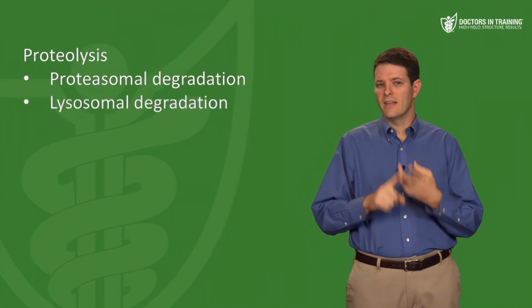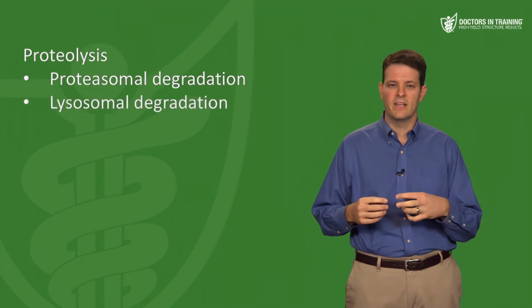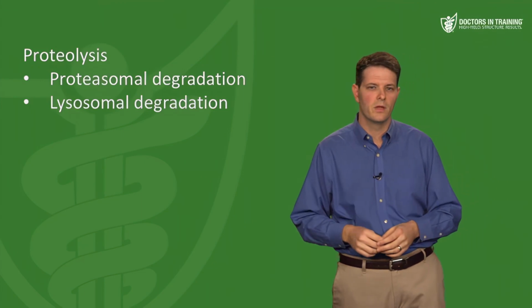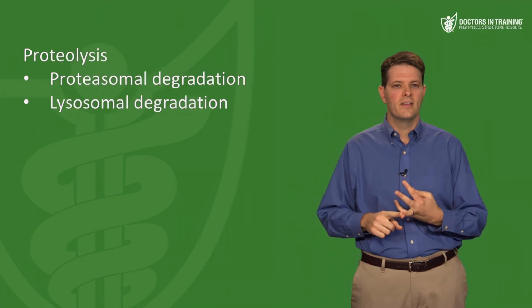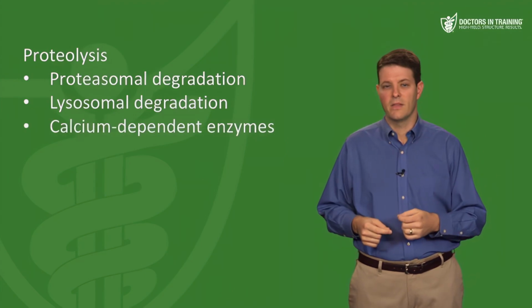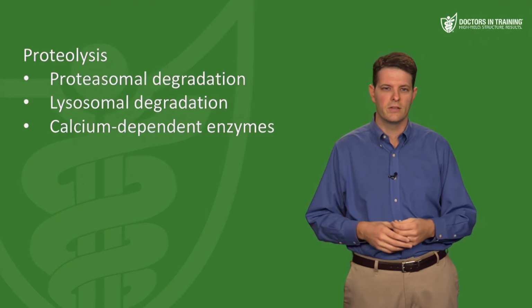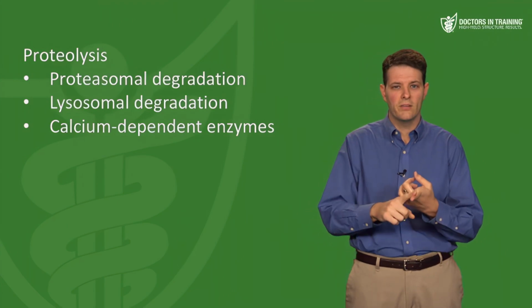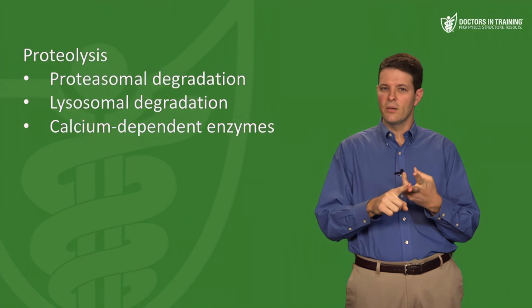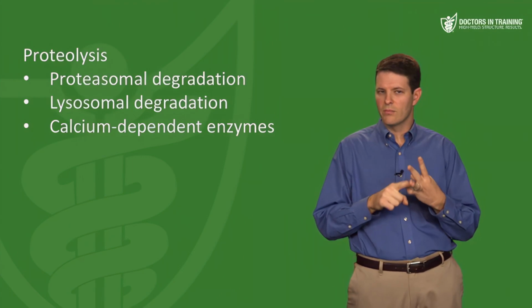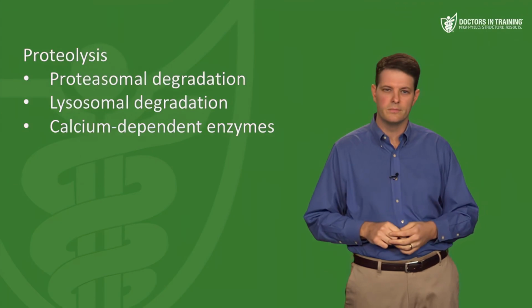Option two is lysosomal degradation, where the protein is sent to a lysosome and the lysosomal enzymes digest it. And we discussed that one already. And then option three for proteolysis is to use calcium-dependent enzymes that aren't found in the lysosome and aren't found in the proteasome, but again, they break down proteins. So there's a proteasomal mechanism which uses ubiquitin, there's a lysosomal mechanism, and there's a calcium-dependent enzyme mechanism. Three different ways to break down proteins that you don't need anymore.